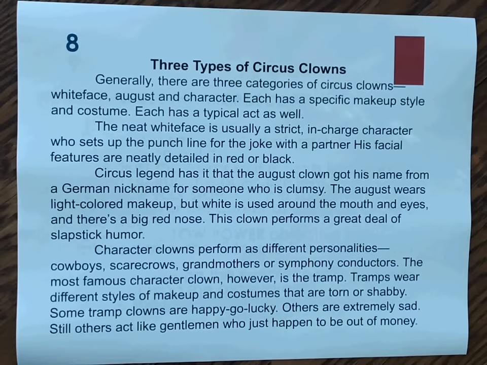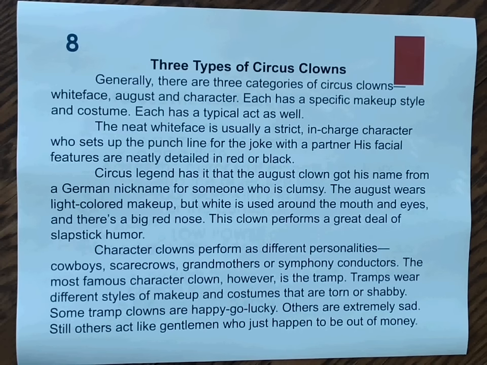Number 8. 3 types of circus clowns. Generally, there are 3 categories of circus clowns: whiteface, August, and character. Each has a specific makeup style and costume. Each has a typical act as well. The neat whiteface is usually a strict, in-charge character who sets up the punchline for the joke with a partner. His facial features are neatly detailed in red or black.